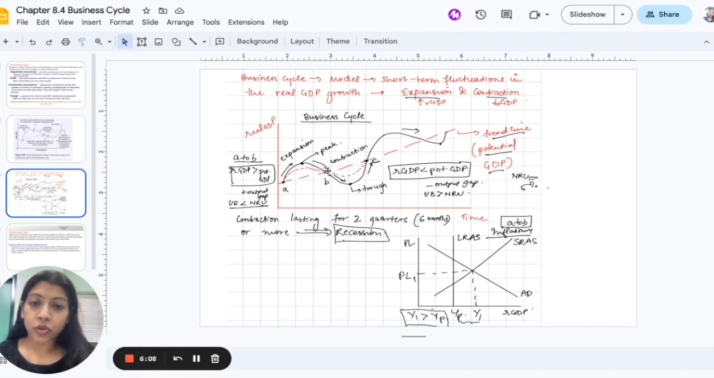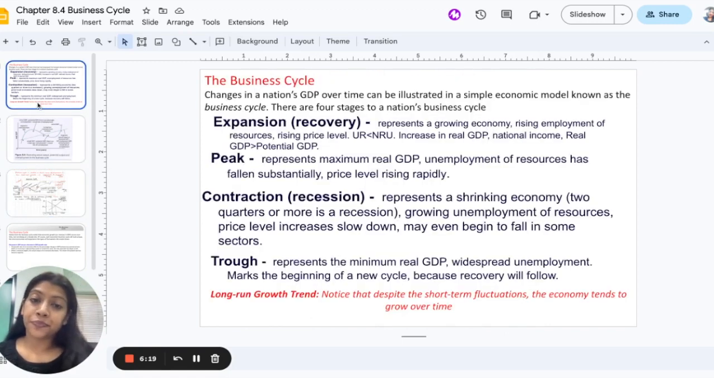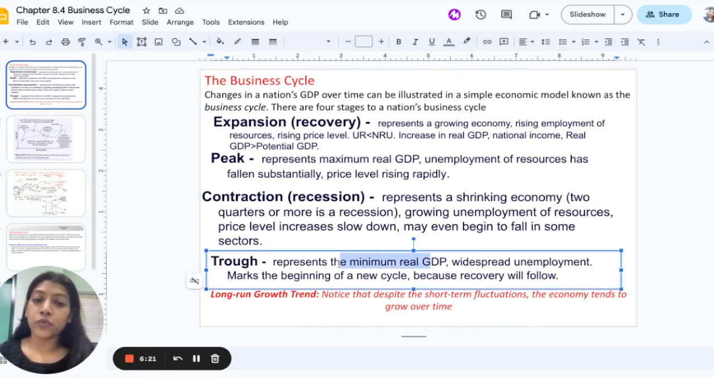All right. So when that contraction keeps happening, there comes a point when you reach that very minimum point of the wave, the minimum downward point of the wave. This is where you have minimum real GDP, you have widespread unemployment, and it marks the beginning of a new cycle because recovery will follow.